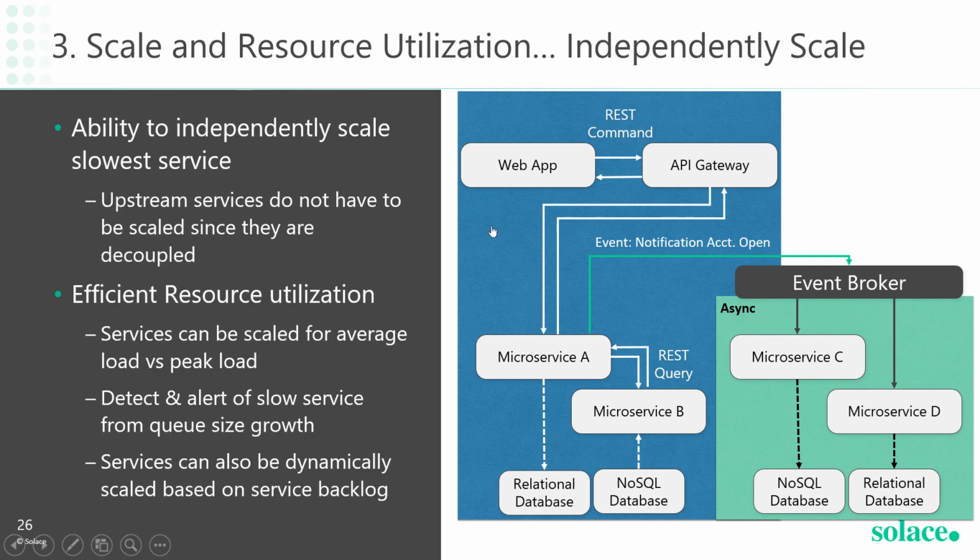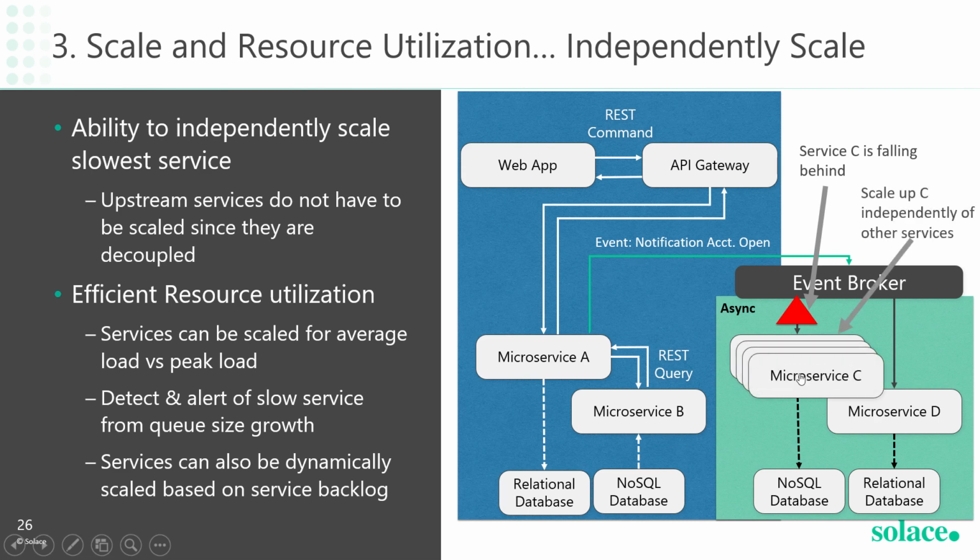So the third case here is scale and resource utilization and the ability to scale independently. So again, if all of this was sequential and we had a service that was actually kind of slow downstream, you had to basically scale up all of your other services because in a lot of cases they're in a blocked wait state waiting for that downstream service. In this case though, let's say that microservice C is falling behind. Well, if it's falling behind, it isn't impacting D, and it's not luckily impacting A or B because we've been fully decoupled, right? But what we're able to do is just independently scale C regardless of those other services.